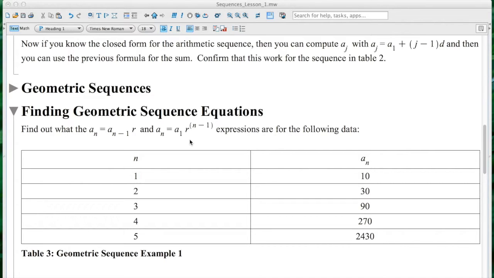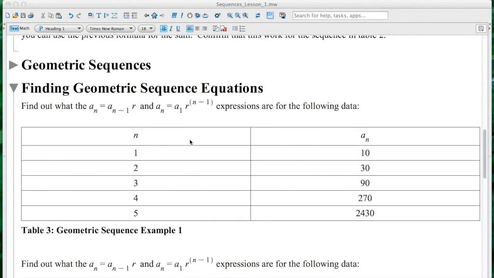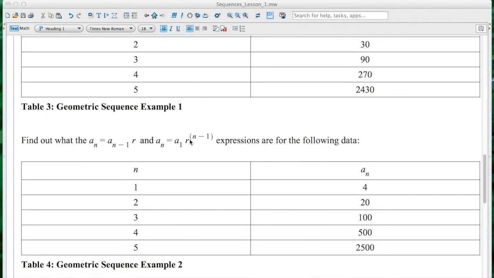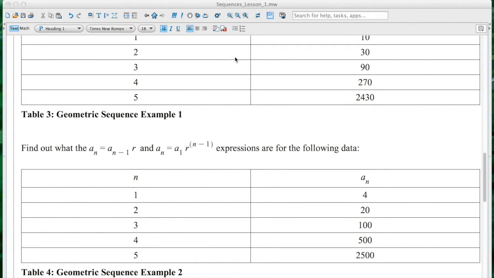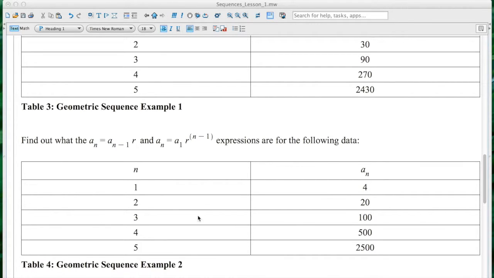Okay, presume that you've been able to do that now. And here is another sequence. Okay, we're focusing on this table here. This is another geometric sequence. I want you to compute both the recursive and the closed form expressions for this sequence. And I will pause the projection to allow you to do this.